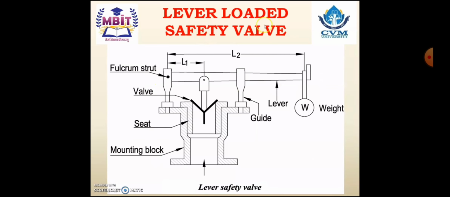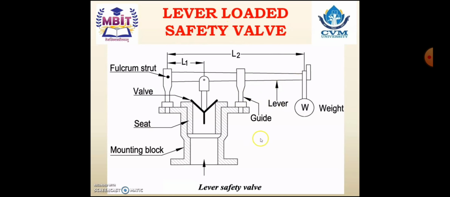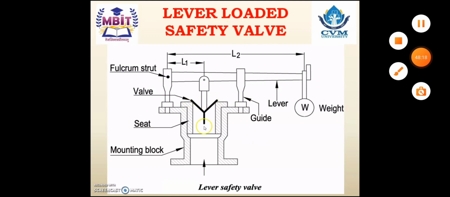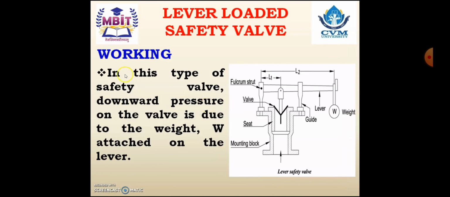The next valve is the lever loaded safety valve. Here the load is applied due to the lever, so the name is the lever loaded safety valve. You can see here, this is the valve, and on the valve the lever is attached and at the end of the lever one weight is there. So under the action of the weight, the downward pressure on the valve is there and the upward pressure is due to the steam. In this type of safety valve, downward pressure on the valve is due to the weight W, which is attached on the lever.